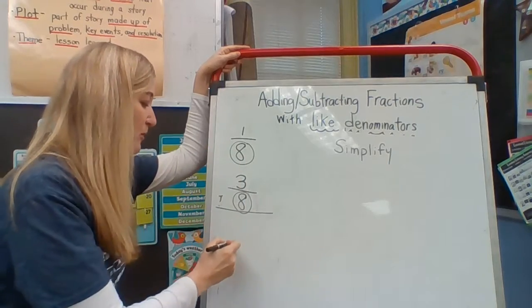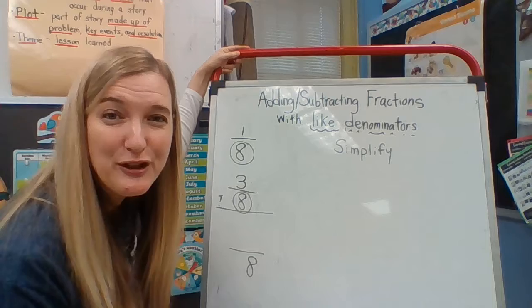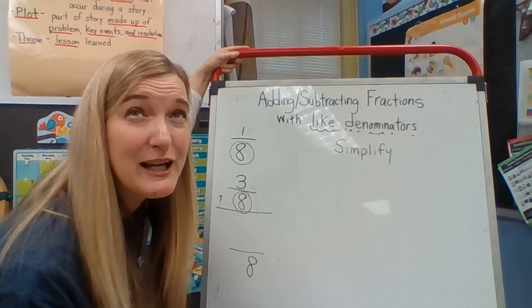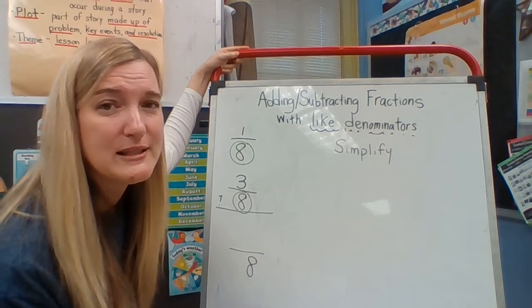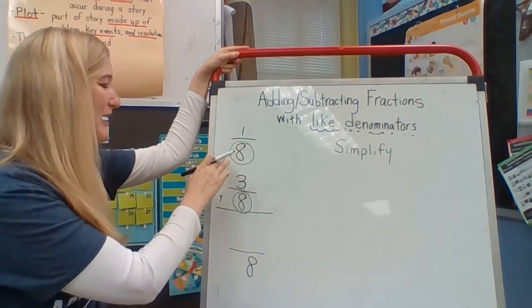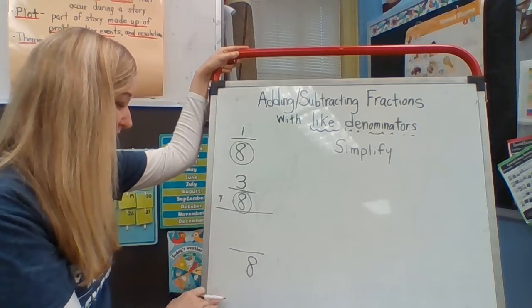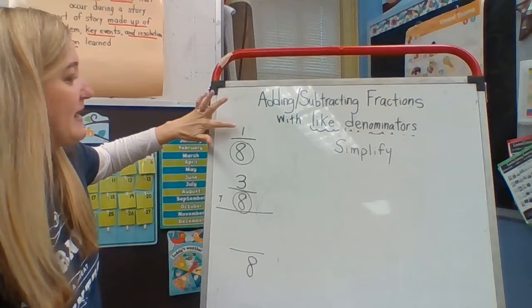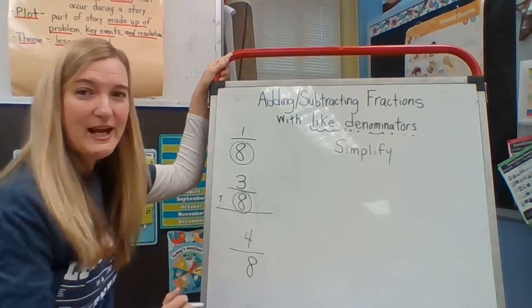So we have 8 as our denominator, so that's going to drop down. We never, ever, ever add or subtract denominators, ever. Okay? So the 8s stay the same in our sum. So 8 is going to be the denominator here. Then we can go ahead and add 1 plus 3, adding our numerators. And we're going to get 4/8.